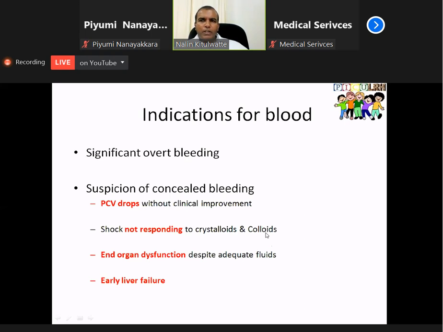So I told you shock management: first bolus normal saline 10 ml per kilo, reassess. Second bolus 10 ml per kilo normal saline, reassess. Third bolus should be 10 ml per kilo dextran, reassess. Even after dextran, if the child is not improving, this is the time to give blood. And end-organ dysfunction despite adequate fluid, again you have to give blood. Early liver failure, you have to give blood. So these are the indications for blood transfusion in dengue.